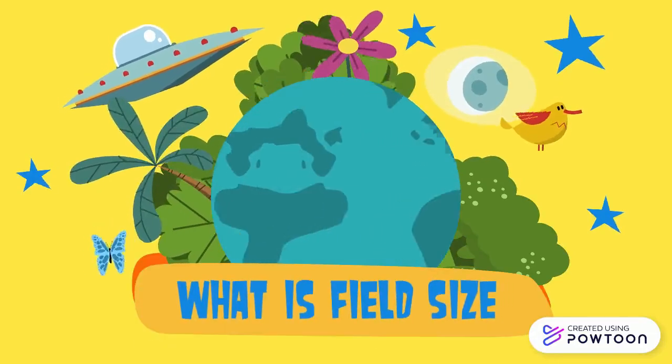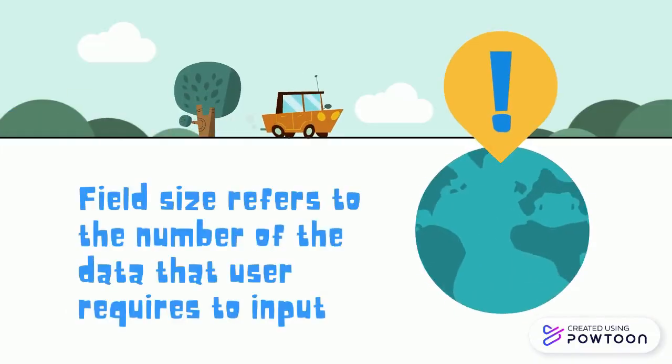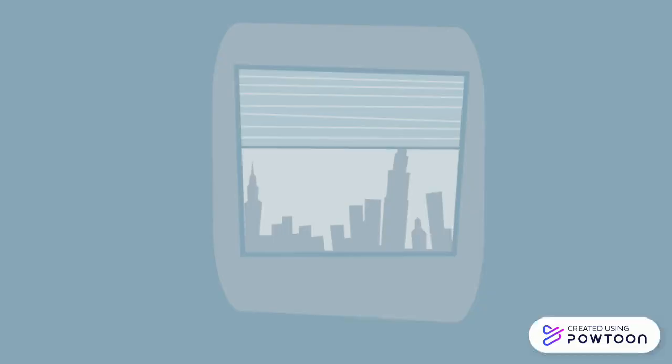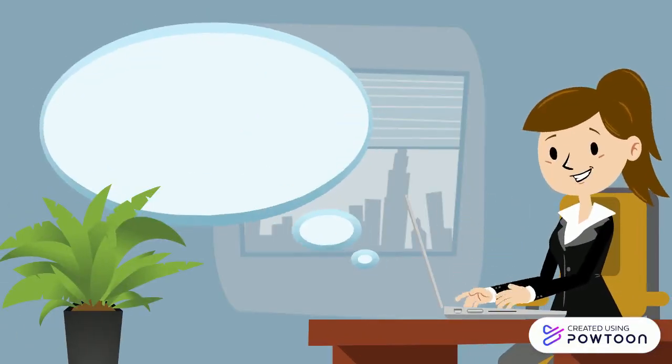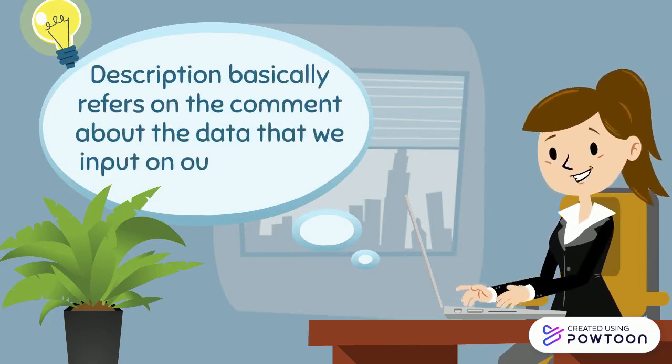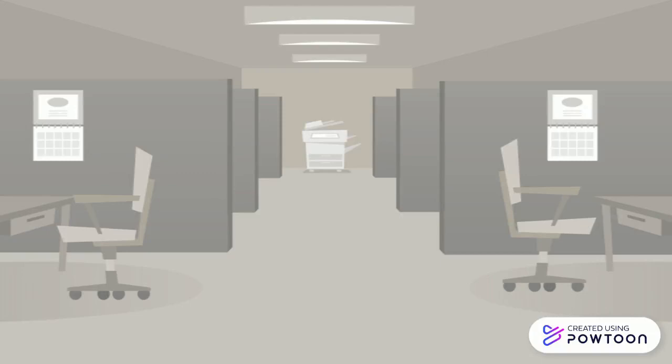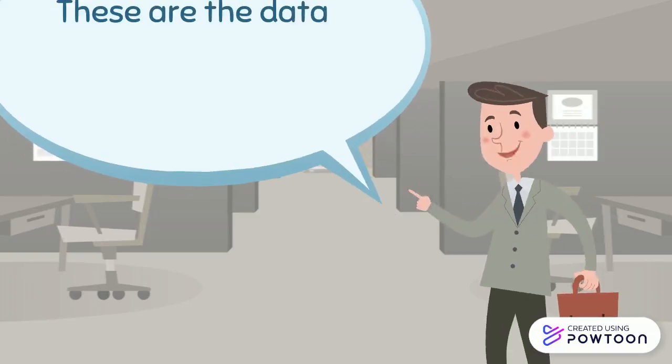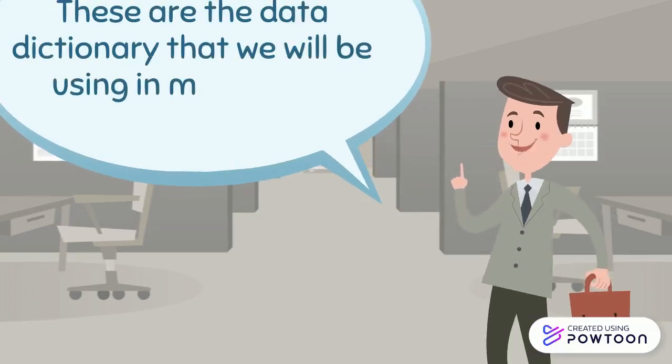Next is the field size. Field size refers to the number of characters of data that users are required to input on our system. Next is the description. Description is basically a comment about the data that we input in our field name. And last is the example. These are the data dictionary parts that we will be using in making our system.